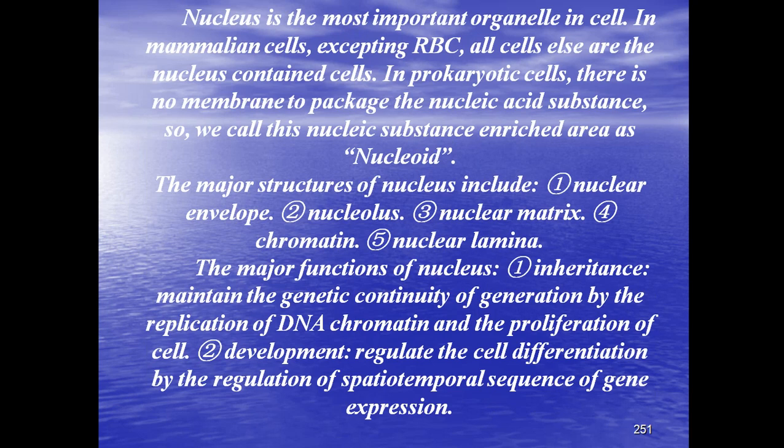The nucleus is the most important organelle in the cell. In mammalian cells, except RBC, all cells contain the nucleus. But in the case of prokaryotic cells, there is no membrane, so that's why there is no distinct nucleus. That is the major key character to differentiate between prokaryotic cell and eukaryotic cell. In eukaryotic cells, we have a distinct nucleus, whereas in prokaryotes, there is no distinct nucleus.